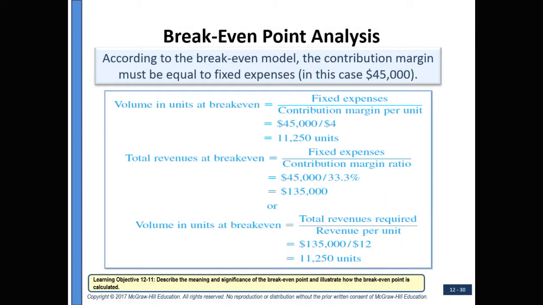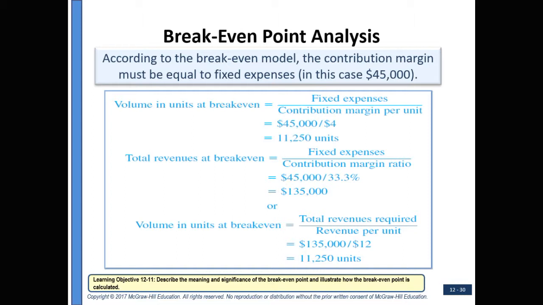Next, we're going to talk about break-even point analysis. According to the break-even model, that is when our contribution margin is equal to fixed expenses. So we take fixed expenses and divide it by the contribution margin per unit, and that will tell us how many units we need to break even.